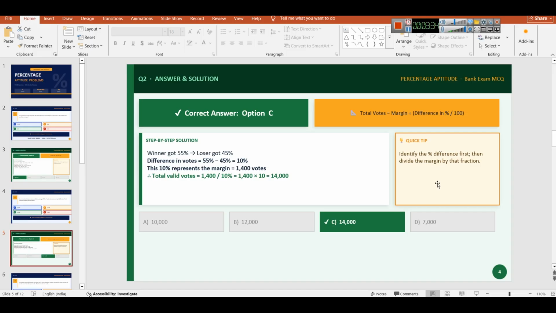Here is a quick tip. Identify the percentage difference first and then divide the margin by that fraction. So it is not 1400 by 10, it is 1400 by 10%. So it will be 1400 by 10 by 100, and that's why 1400 multiplied by 10. Correct answer: 14000.